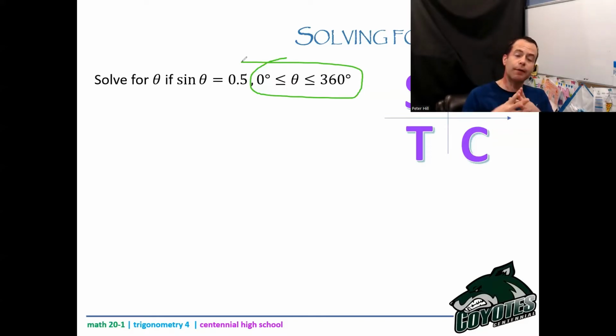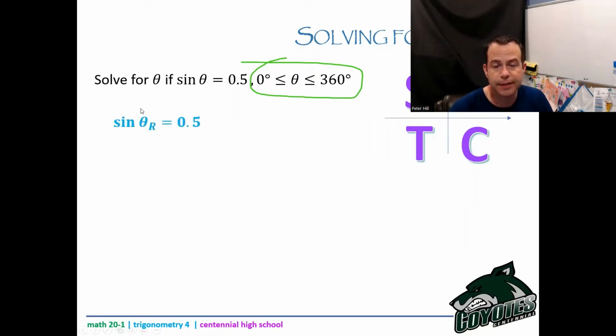Then once we have the reference angle, we need to figure out what 2 quadrants sine is positive in. According to the CAST rule, the sine ratios will be positive in quadrant 1 and in quadrant 2, so my reference angle can be applied to quadrant 1 and quadrant 2. The first thing I've done here is say sine of the reference angle equals 0.5. So the reference angle will be the arc sine of 0.5. The reference angle is 30.